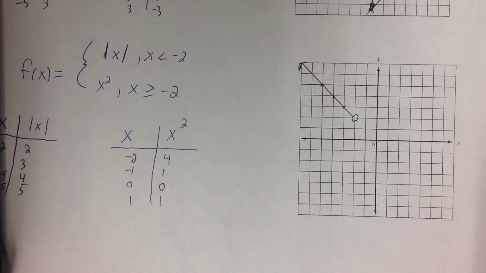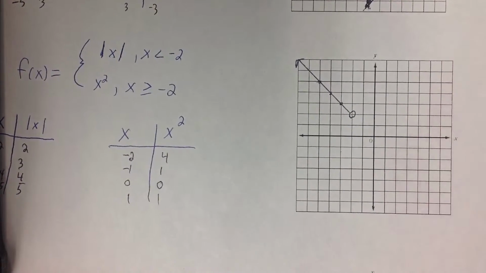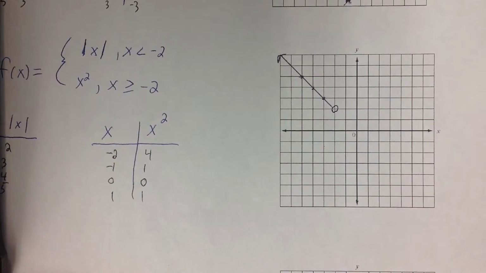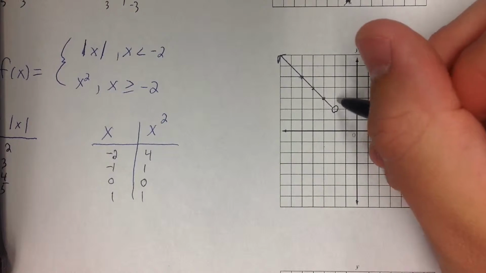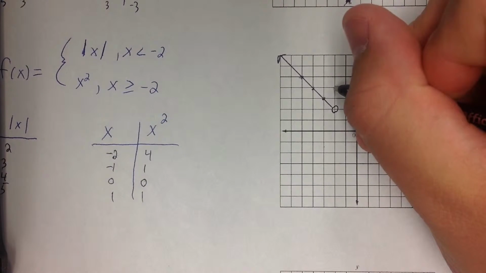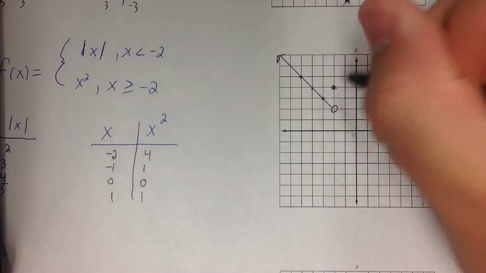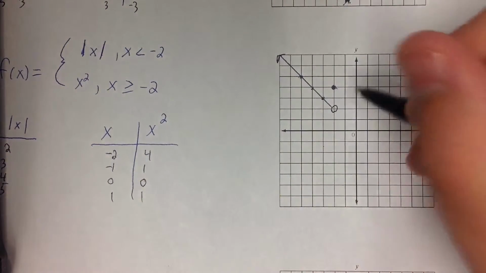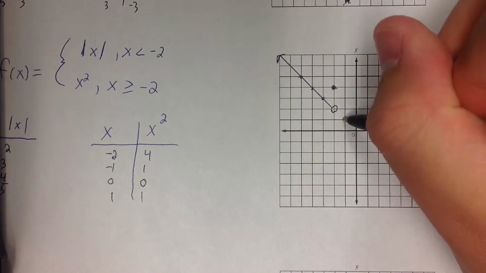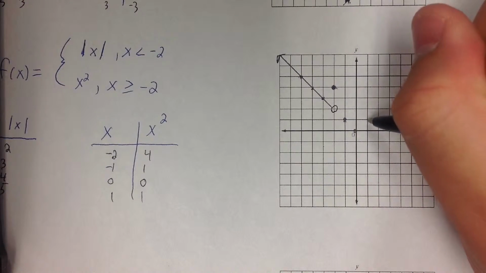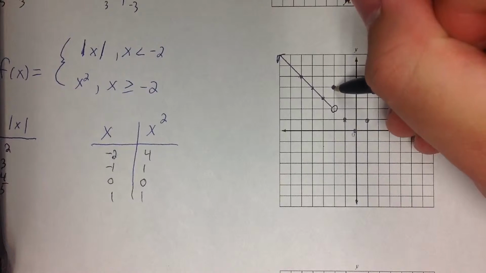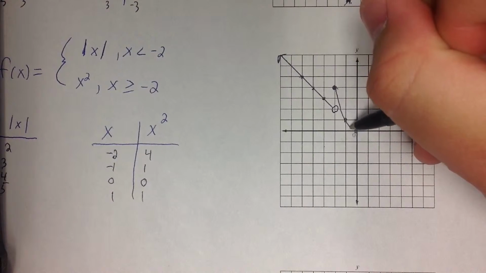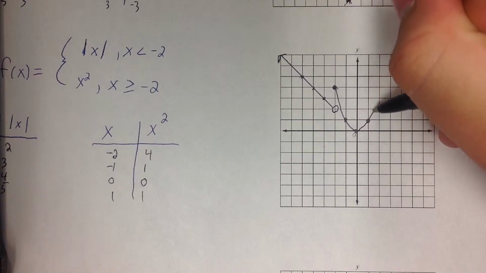And then I've got the other line, negative 2, 4 is my starting point. So negative 2, 4, and this is going to be a closed circle because it has the equal to. And then negative 1, 1, 0, 0, and 1, 1. So this is part of our parabola curve. So it's going to look something like this.